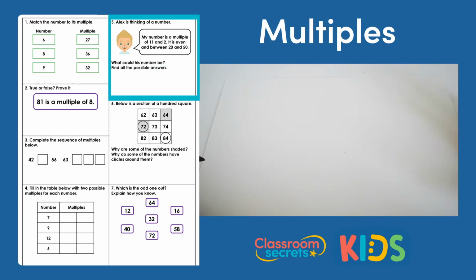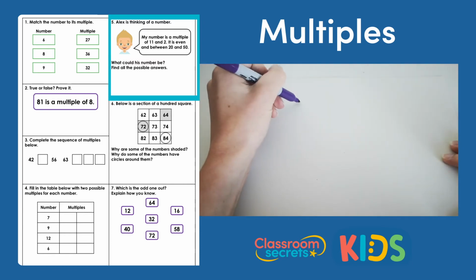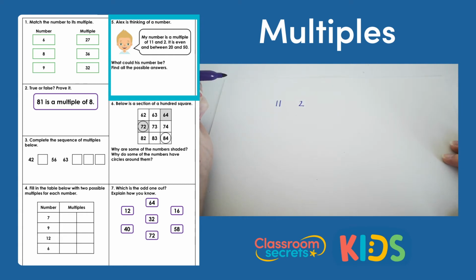So we need to pick out the key information that Alex has said. His number is a multiple of both 11 and of 2. And it's a number that is even, so it must end in a 2, a 4, a 6, an 8 or a 0, but it's between 20 and 50. So it lands somewhere between 20 and 50.